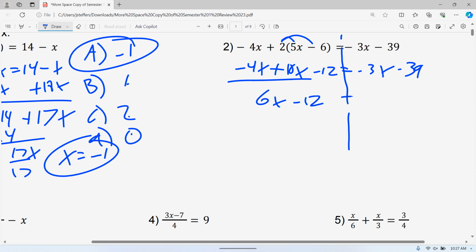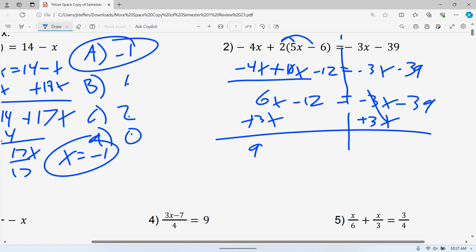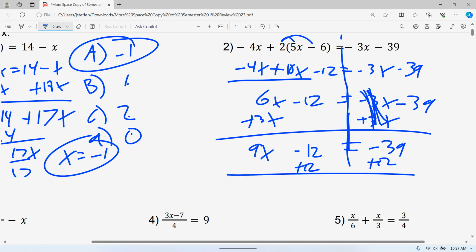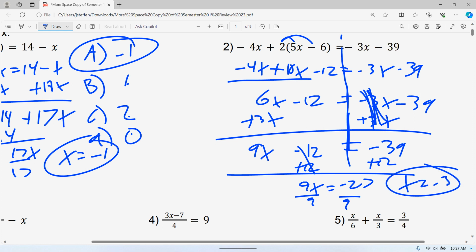x minus 12 is equal to -3x minus 39. From here, add the 3x to both sides. Again, I like to cancel my x's or combine my x's first. And again, the reason I canceled and added 3 to cancel that like this is because I went across that equal sign. I went to the other side of that equal. Then add 12, add 12. 9x is equal to -27. Divide by 9, you get x is equal to -3. It's supposed to be an equal, not a 2.